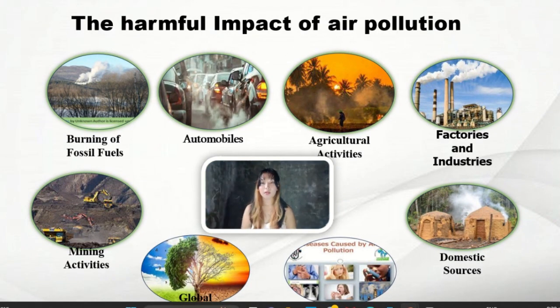Agricultural activities. Ammonia is considered to be the most hazardous gas emitted during agricultural activities. The insecticides, pesticides, and fertilizers emit harmful chemicals into the atmosphere and contaminate it.